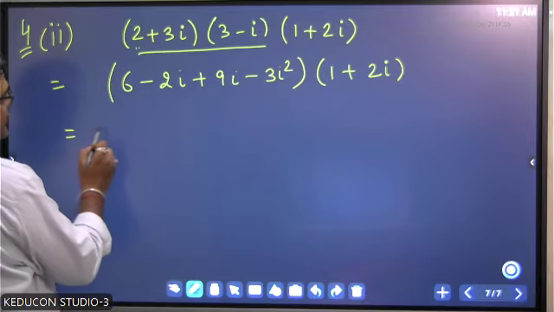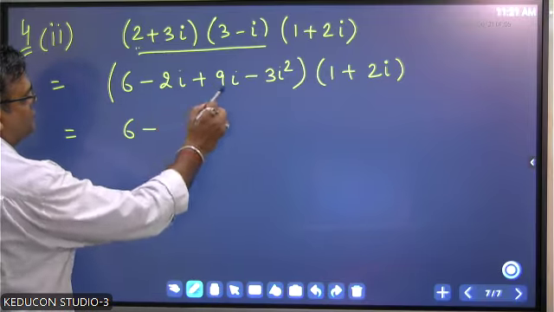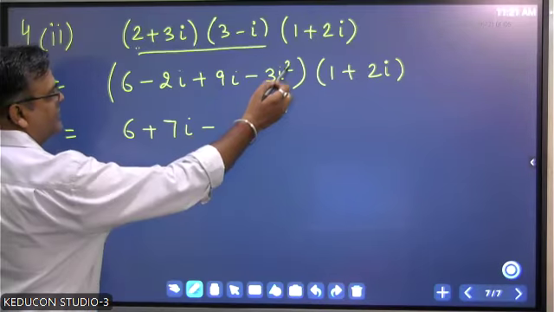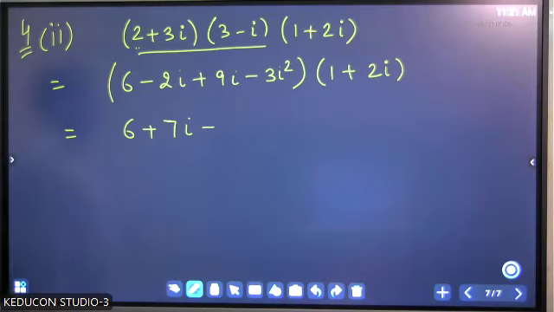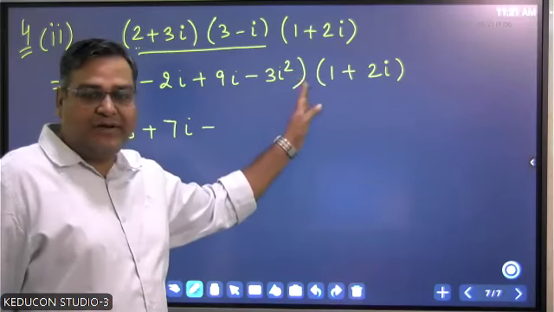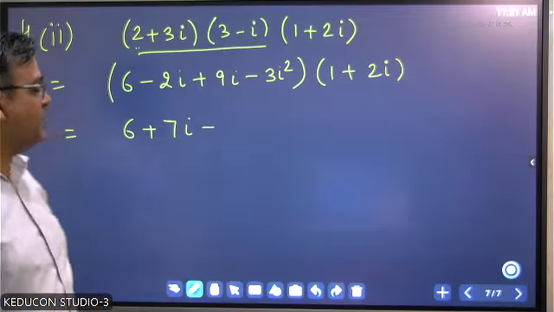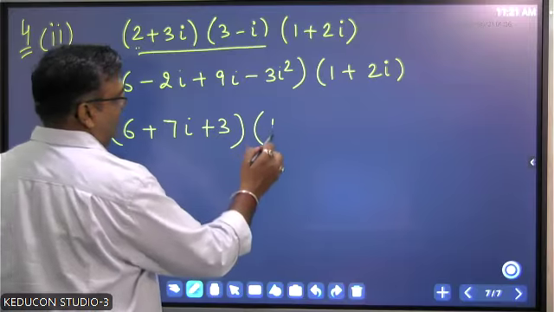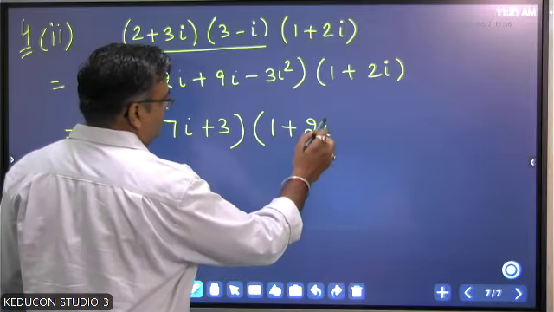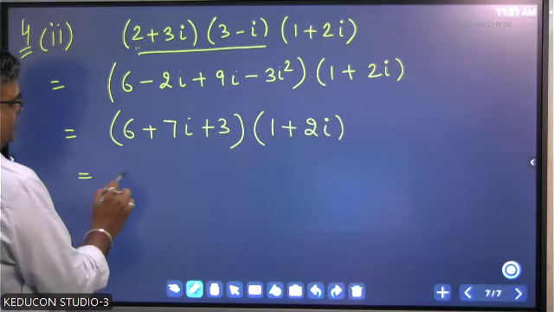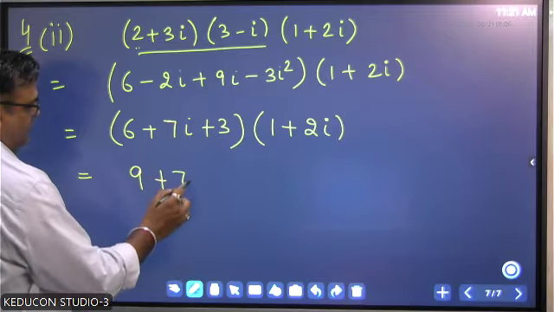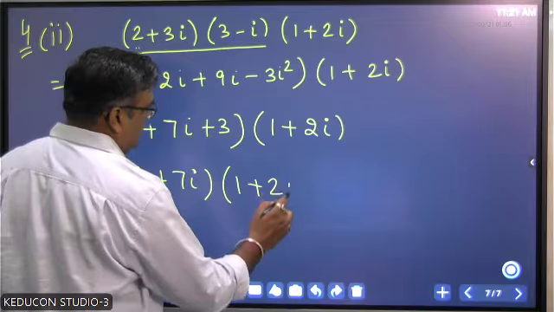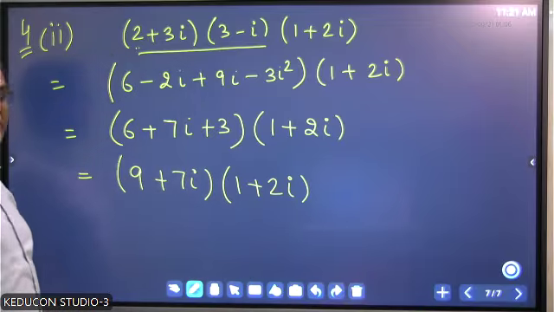So what did you get here? 6 minus 2 plus 9 plus 7 iota minus 3 into iota square. The value of iota square will be minus 1. So minus 3 will become plus 3. So 1 plus 2 iota. So this becomes 9 plus 7 iota into 1 plus 2 iota. Again multiply and solve this.